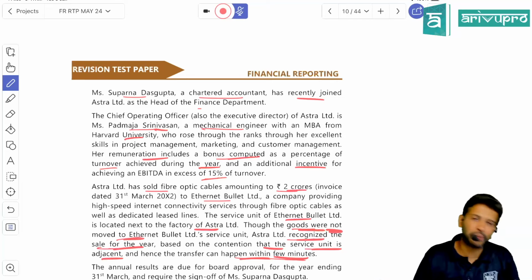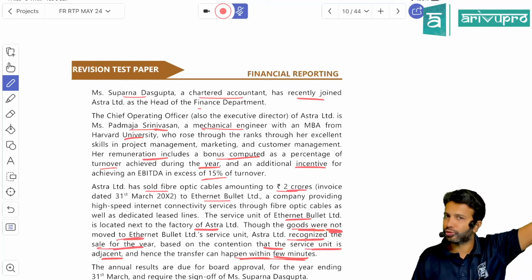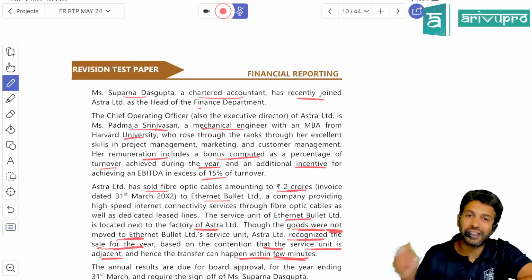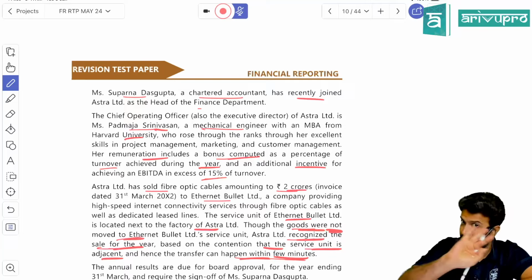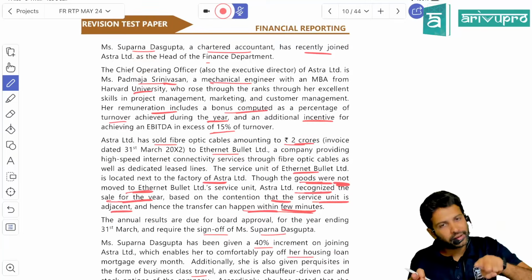Sorry, boss. That is not acceptable. Your obligation is complete only when you deliver the goods to the customer. So revenue should be recognized only when the delivery is completed. Currently, it is not yet complete. So revenue recognition should not have been done, but they've already done it.